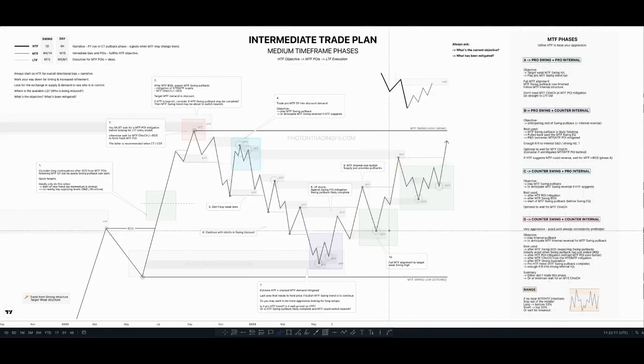Focus on one entry model, i.e. strong liquidation, and just master that. Then bring in the next thing, right? Pro swing, but here, and only do this when you're at a level that makes sense. Don't be doing phase B like here, right at the start, because it's obviously low probability.